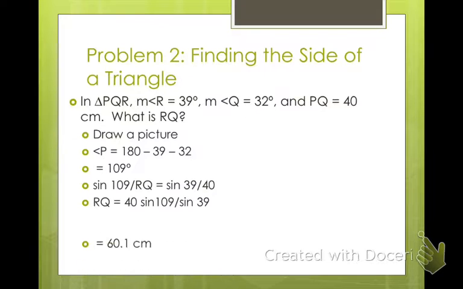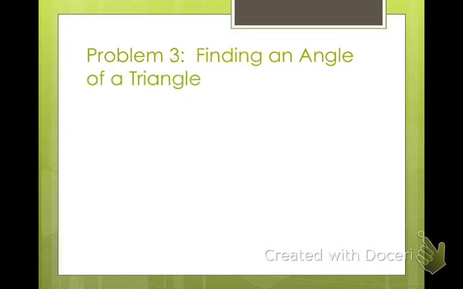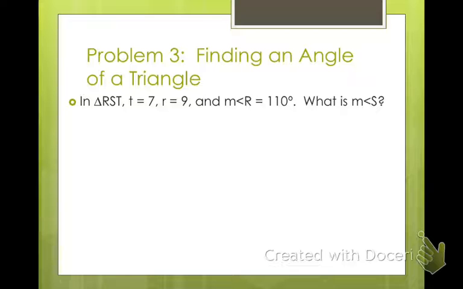Alright. Okay, so finding an angle of a triangle. So we found a missing side. What if we need to find a missing angle? In triangle RST, t equals 7, r equals 9, and the measure of angle R equals 110 degrees. What is the measure of angle S?